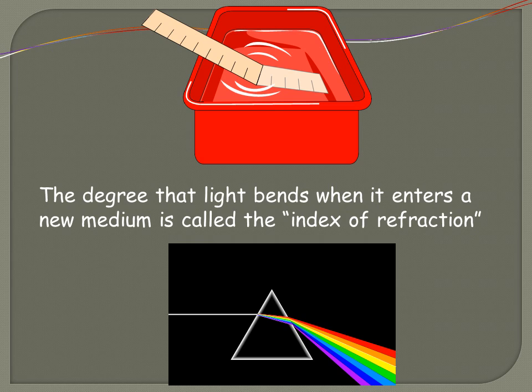Let's take an example of this scale in the upper bucket, the red one. What is there? It is a medium. And the image changes its direction. We can see that it is bent at the point where it meets the water. Actually it is not bent, but we can see the change in direction of the scale. So that was all about refraction. The degree that light bends when it enters a new medium is called the index of refraction. We have taken here a prism.